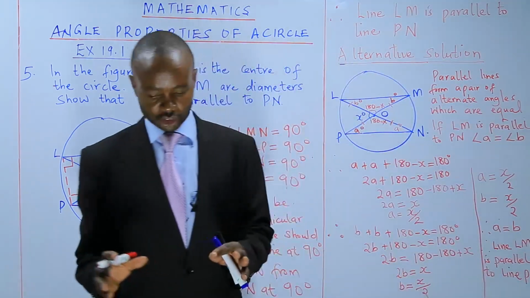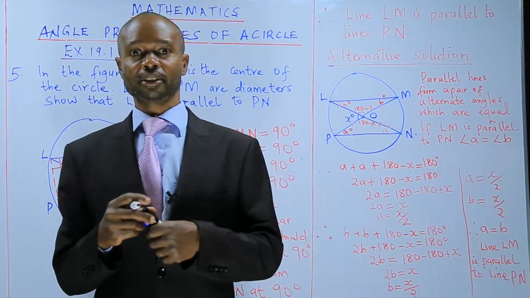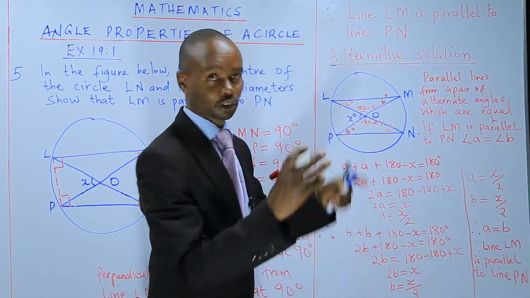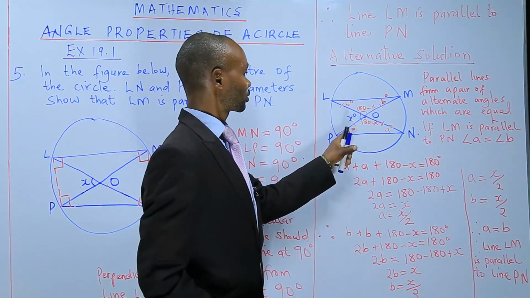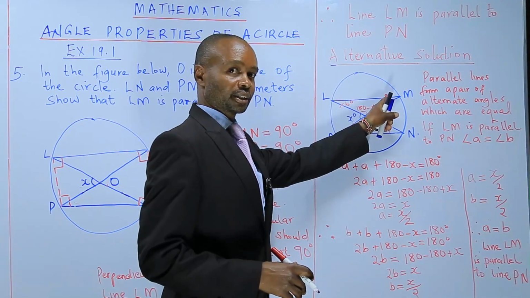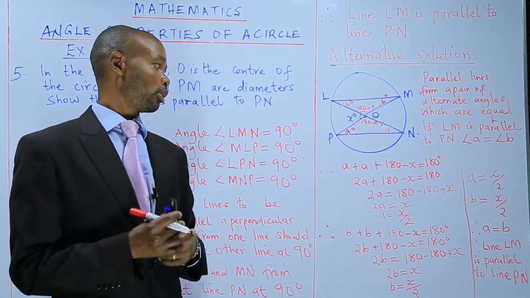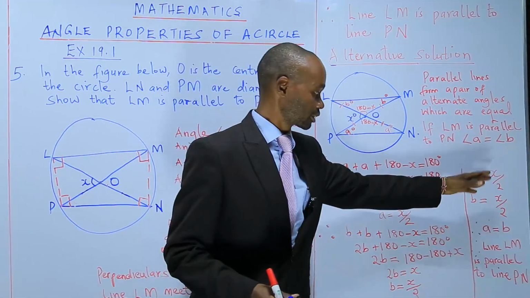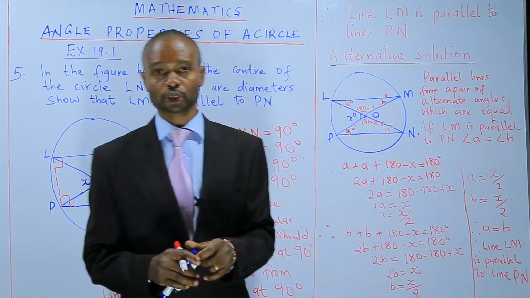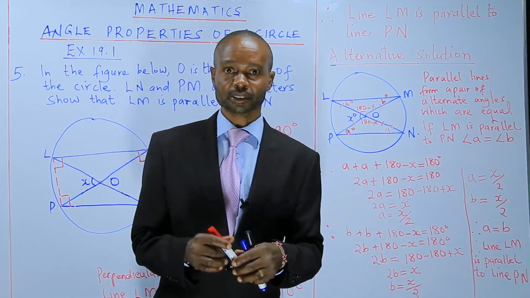So that is a proof that the two lines are parallel, because we found out that the pair of alternate angles they are forming, it will always happen when two lines are parallel. A is equal to B, and the two angles are alternate and equal, and we have proved the value is x divided by 2. So that is the alternative solution, which we worked using the value of angle x.